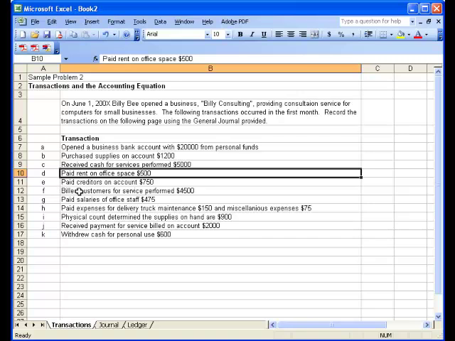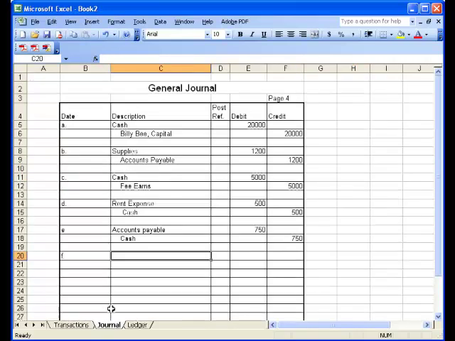F says we billed customers for services performed, $4,500. Now the first question is, does it involve cash? The answer here is no. And we know that when we provide services, our fees earned is increased, but we also know that fees earned is a credit entry, so we're looking for our debit entry here.